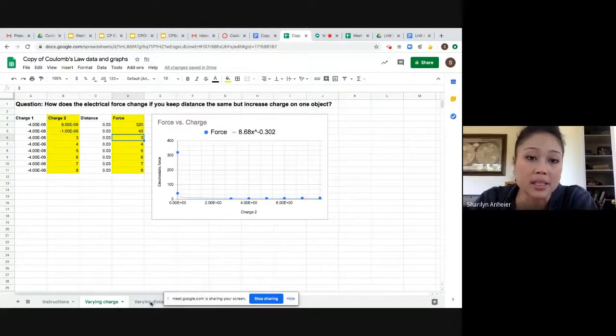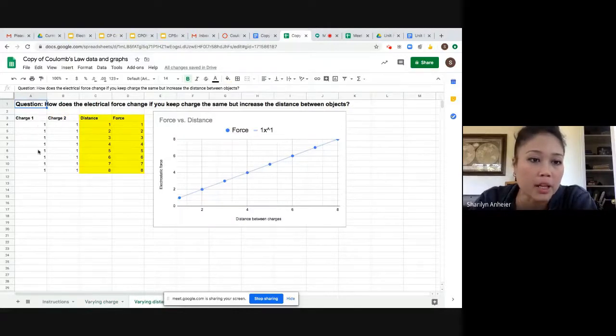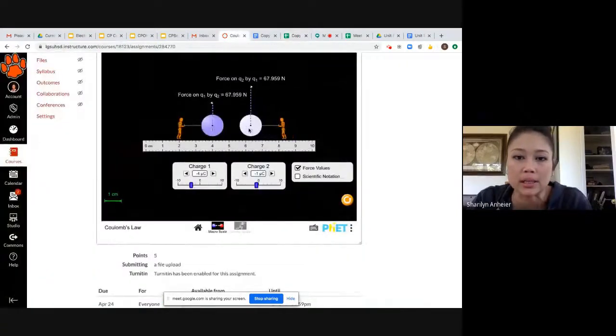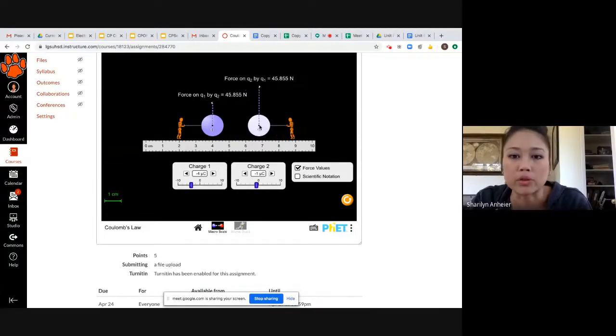When you vary distance, it's the same sort of thing. You're going to plug in your charge 1 and charge 2 and keep those the same. Then you're going to move your distance, start with a distance of, let's say 2, and then move it further and further and further, and then write down the corresponding force that goes with that.